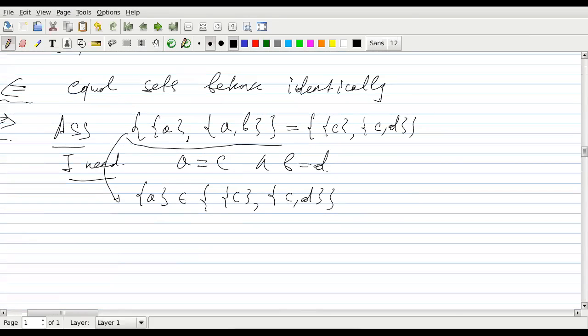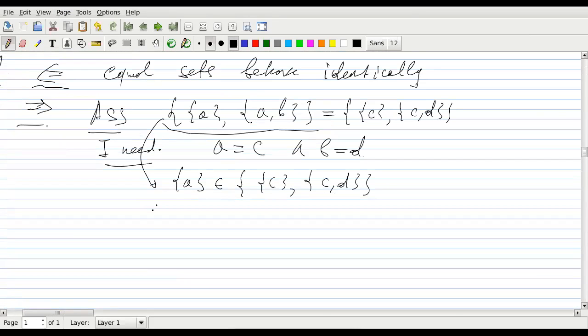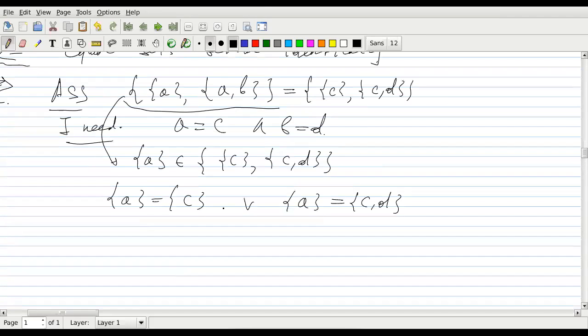I need this fact. Okay, that means that the singleton of A is either the singleton of C or this set. Is it clear? Yes. It is. Ha! But C is an element of this set. That means that in both cases, C is an element of the singleton of A.